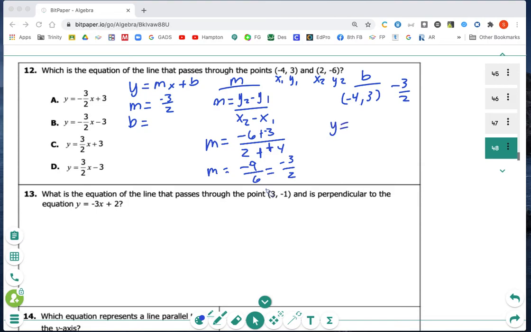y equals mx plus b. 3 will go in for the y, negative 3/2 will go in for the m, and negative 4 will go in for the x. 3 is equal to negative 3 over 2 times negative 4 plus b. 3 is equal to 6 plus b. b plus 6 is equal to 3.